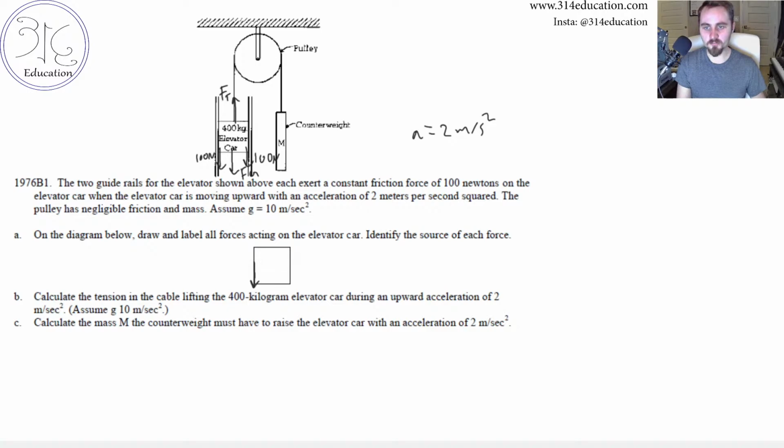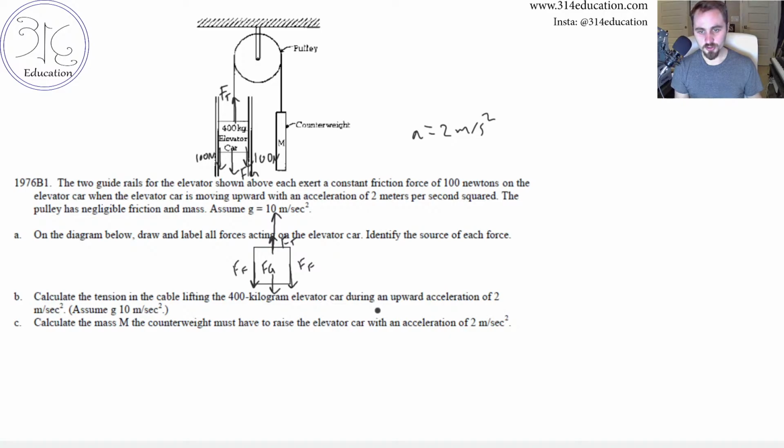I probably should have read far enough ahead to realize I should draw it on this guy. So these are our two friction forces. We know their magnitudes, they're 100 newtons each, but we're just going to label them like that. We have our gravity force, also pointing down, from the center of mass. And then we have our tension force pulling us upwards. This is not quite drawn to scale, because we expect this to be greater than all of them, because it is overcoming all three of these to accelerate us upwards.